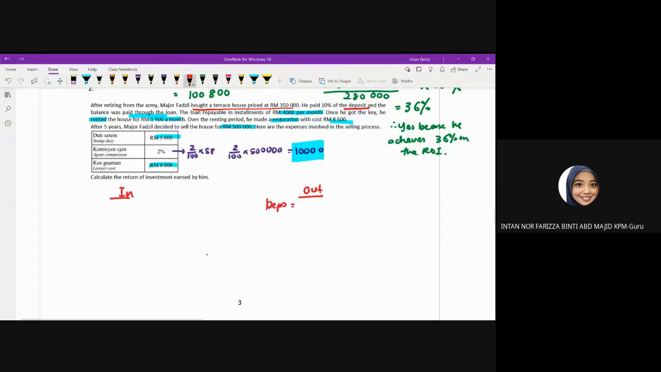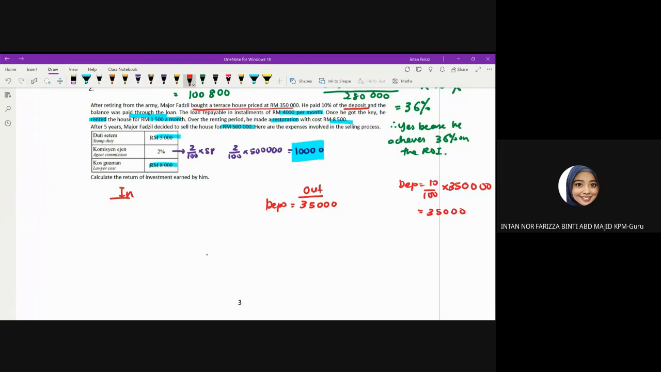So deposit for how much? Let's calculate that deposit. Deposit is 10% of the original price of the house, which is 350,000. How much is that? You get 35,000. That's a lot of money, isn't it? So 35,000 he has to prepare before buying the house.